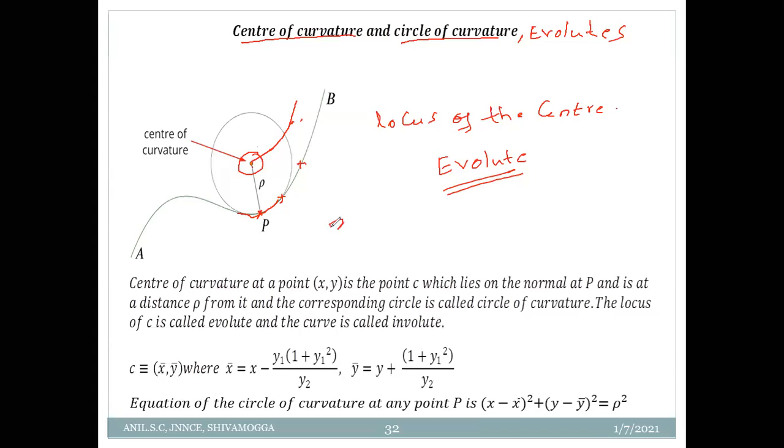That means evolute is described in terms of the center of curvature. The center of curvature is denoted by x bar comma y bar, where x bar is x minus y1 into 1 plus y1 square divided by y2, and y bar is y plus 1 plus y1 square whole divided by y2. Evolute is the locus of this point, described in terms of x bar and y bar. That means we have to eliminate x and y while finding the evolute. Is this definition clear?